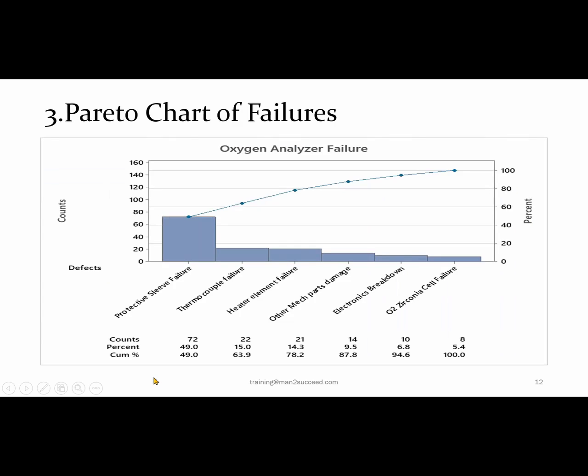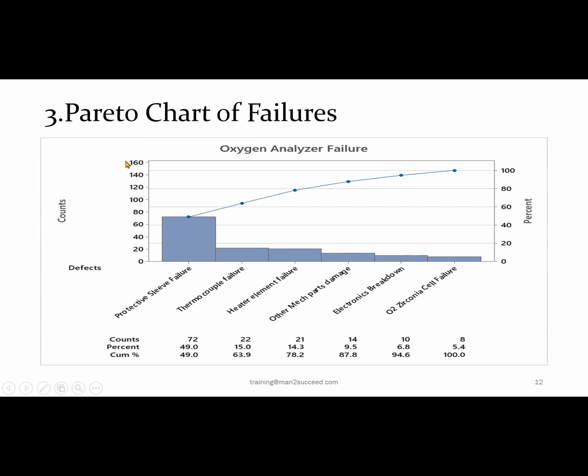Now the third tool they are going to use is the Pareto chart of failures. See here, this is arranged. The bar chart is made for these listed items, arranged in descending order. So the counts are 72, 22, 21, 14, 10, and 8. The name of the failure is given here, and the counts are also given.